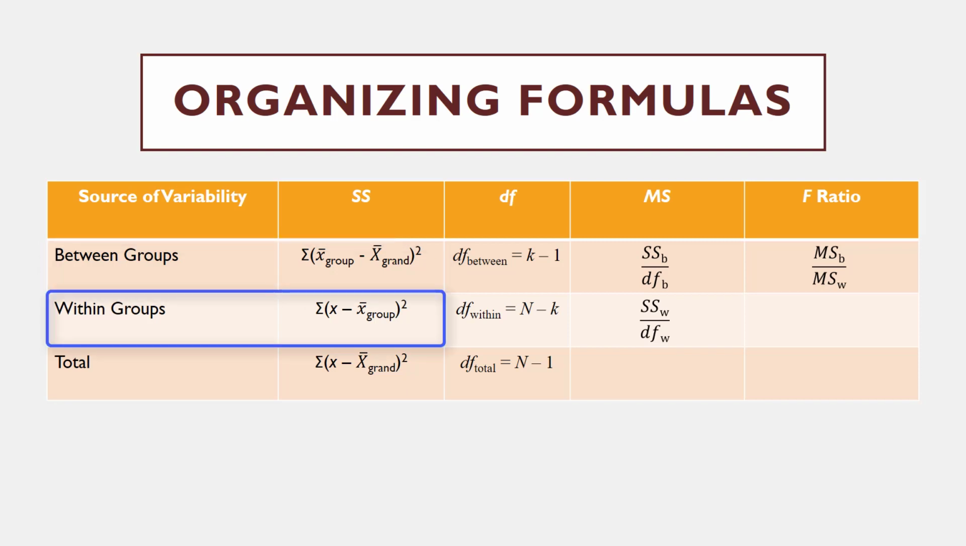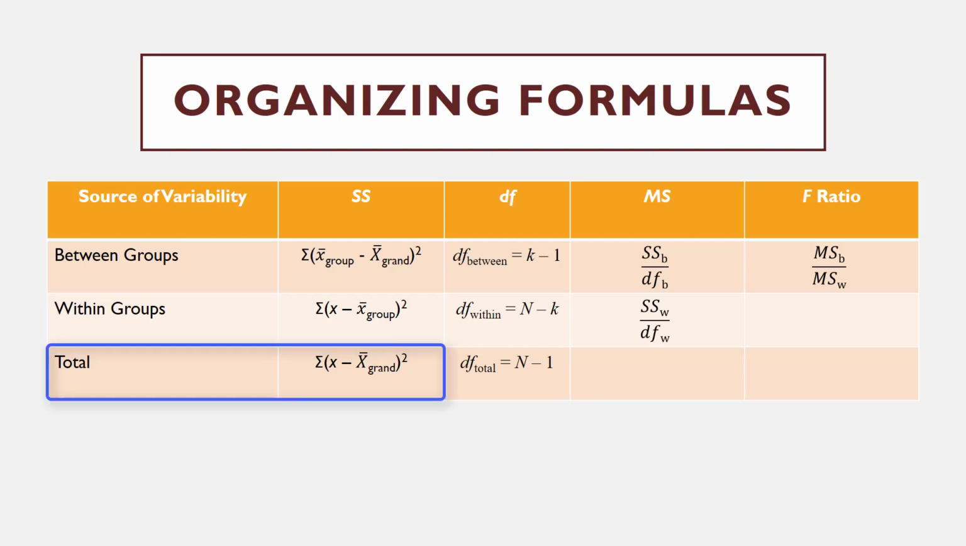Our within group is how far is the individual from their group mean. So if somebody has a high school education and their salary is above the average for high school, how far above that average are they? And then we have the total, which is how far is the individual from the grand mean, the mean for all pupils that are included in the analyses.